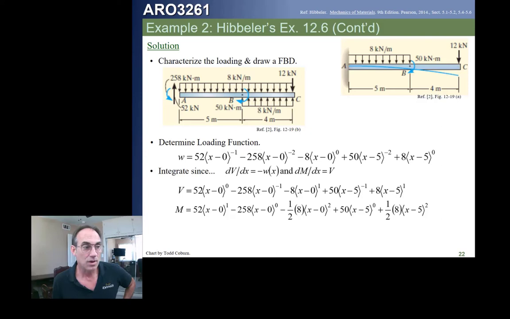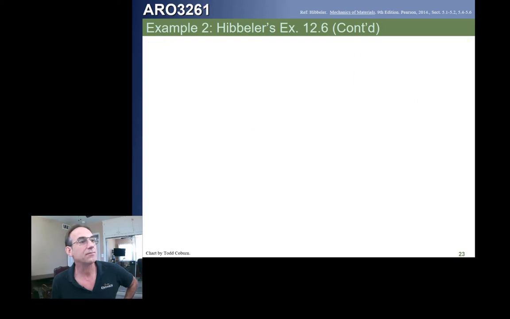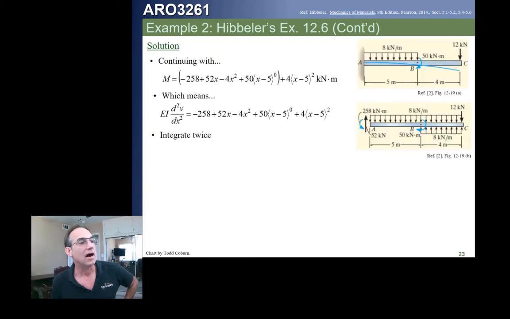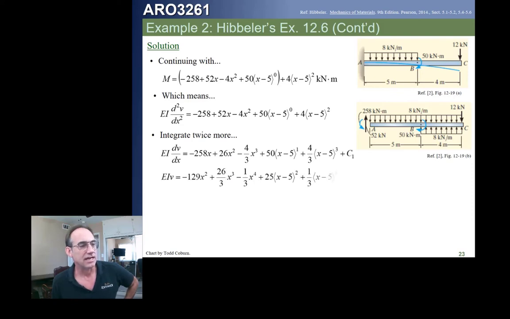Now to calculate the slope, we're going to divide that moment by EI as we integrate. First, we're going to simplify like this. Okay, now we integrate again. That gives us the slope, and integrate again. That's going to give us the deflection. We've got two undetermined constants of integration.